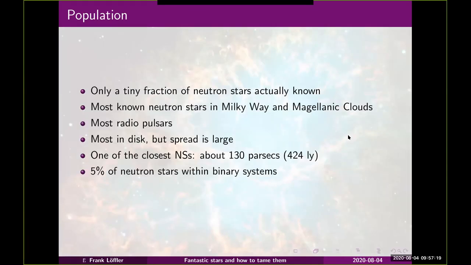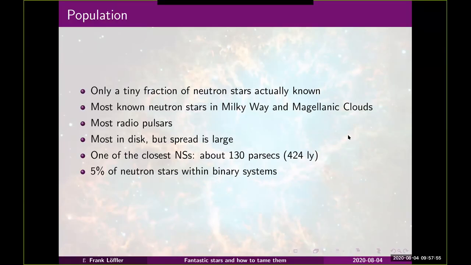Now, how many of these do you actually have? We don't quite exactly know. There's only a tiny fraction of neutron stars actually known. There's supposed to be a lot out there, and we only know a few. Most of the ones we know are quite close to us, obviously. So in the Milky Way, in the Magellanic Clouds, most of the ones we know are radio pulsars. That's because we can see them better. And most of them are in the disk of the galaxies, but you have quite a large spread there.